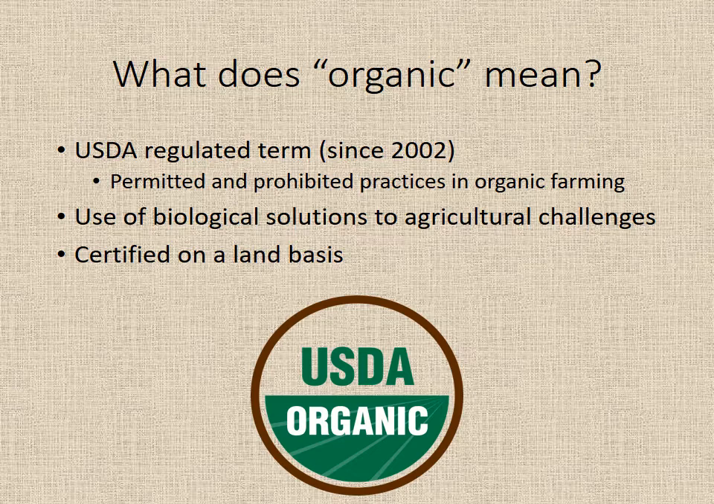One additional thing that's important to understand is that organic certification is given to land, not to the farm business as a whole. So it is possible for a farmer to use non-organic practices and sell conventional crops on some fields, and use only organic practices and sell organic crops on other fields. So we're going to talk here about what happens on organic land.